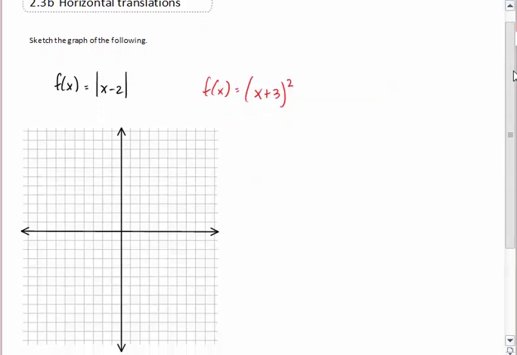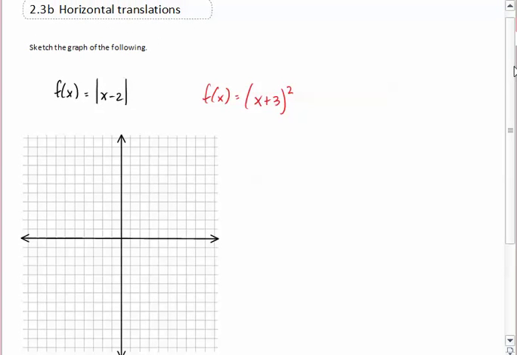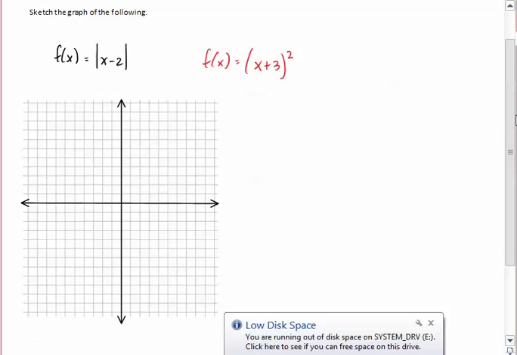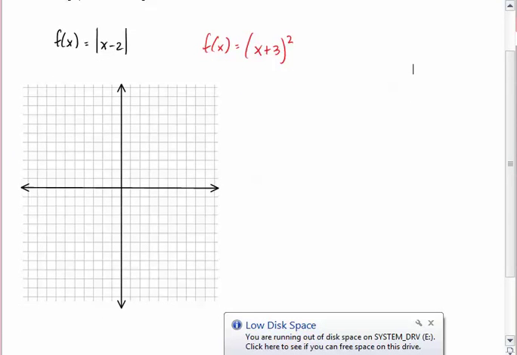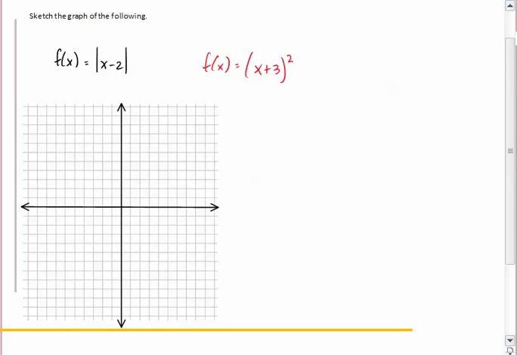So now we're going to take a look at a couple more horizontal translations. We're going to sketch the graphs of these, but I'm going to sketch them without making a table of values. I'm going to think about the parent graph, and that is this right here. This is the parent graph. If I forget about the -2, then I see that this is really just absolute value of x.